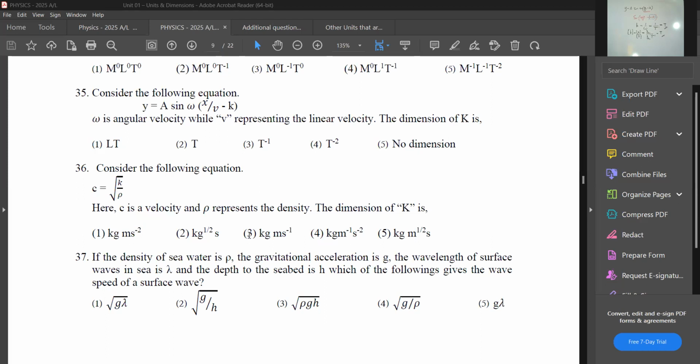That is 6. What about 36? The dimension of k is... actually again there's a mistake, not dimension, unit, okay? The unit.